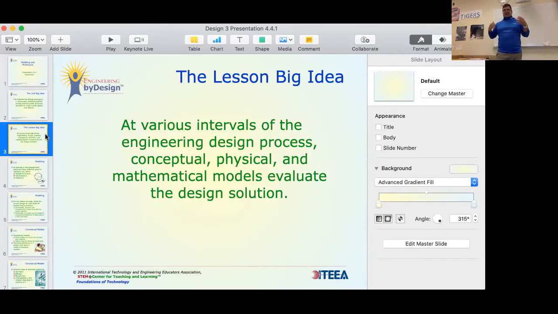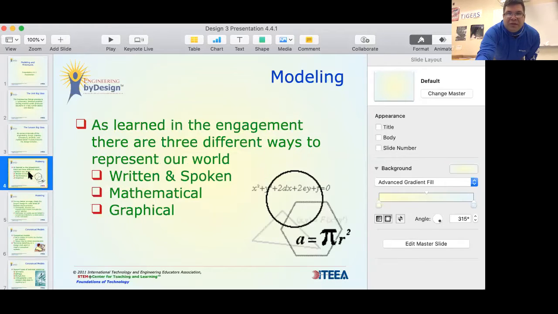The two key words that we're going to add into this lesson are prototype and model. A model is something that you look at conceptually, and a prototype is something that we work with and we can test. I'm not going to show you all of these slides because it's a lengthier slideshow, but this is kind of the meat and potatoes. What we talked about yesterday, or what we talked about in this PowerPoint, is that there's three types of modeling, right? Three types of representing our world.